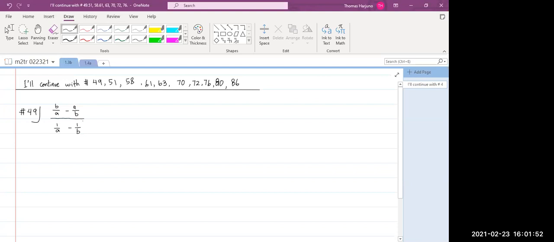Now, I will use the LCD method because in my opinion that's the effective and efficient method. I'll multiply the top and the bottom by the LCD. Then on the top left, when I multiply this by AB, the A will cancel. B over A times AB, the A will cancel, right? We get B squared minus the top right.